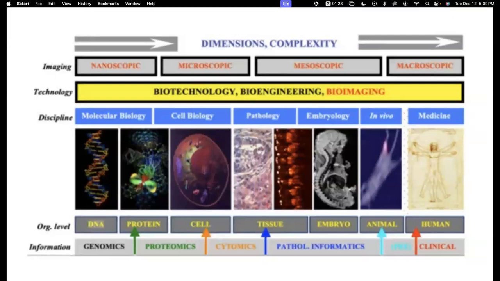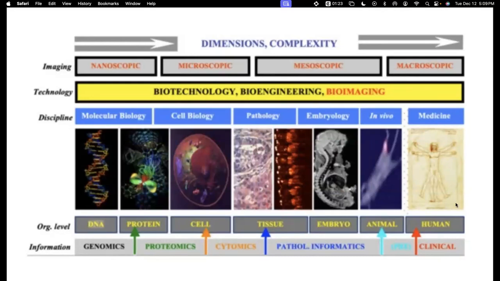So here I have an image, which I apologize is a bit blurry, but I do want to be verbal and point out a few things that we can see. The imaging goes from decreasing to increasing dimensions and complexity. We have nanoscopic at the top left. As we approach the right, it goes to microscopic, mesoscopic, and macroscopic.